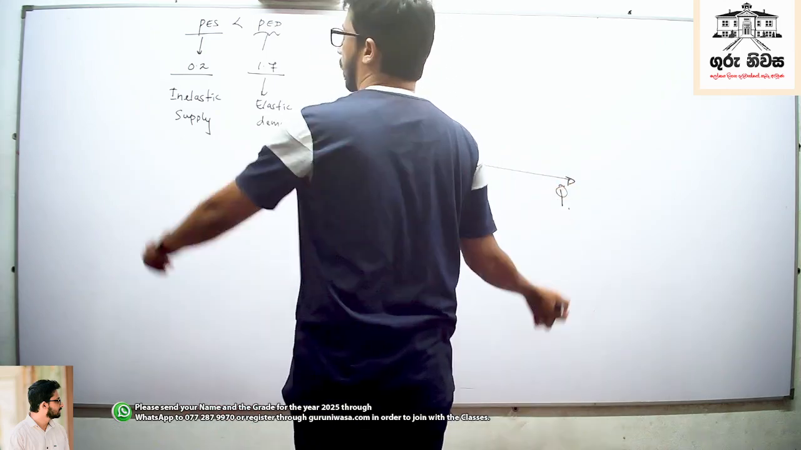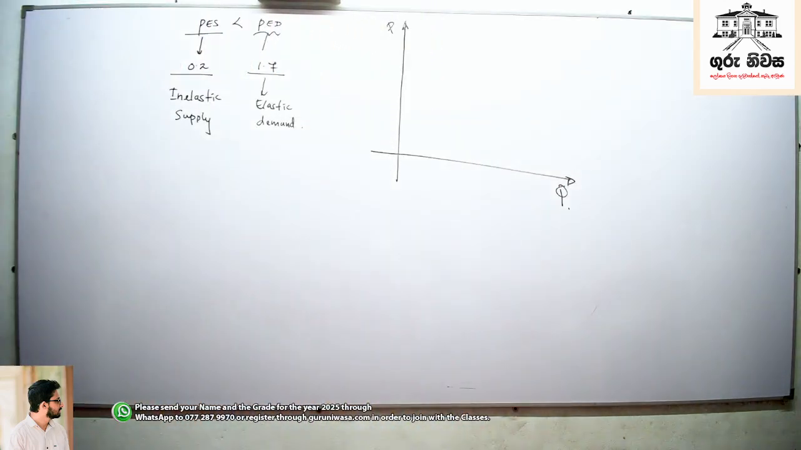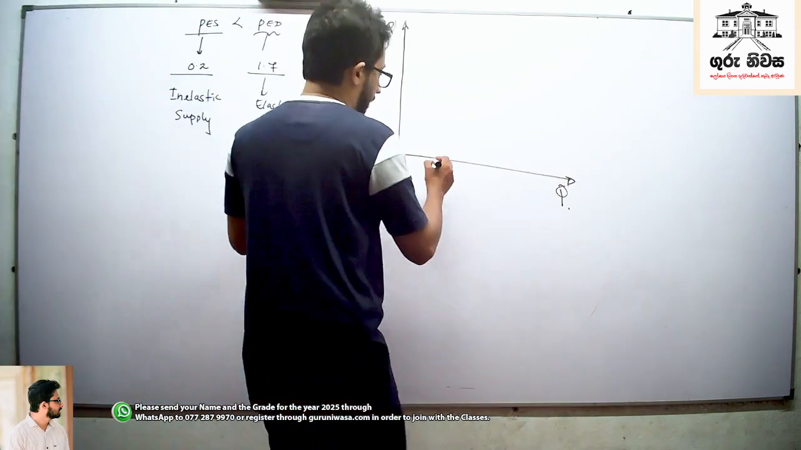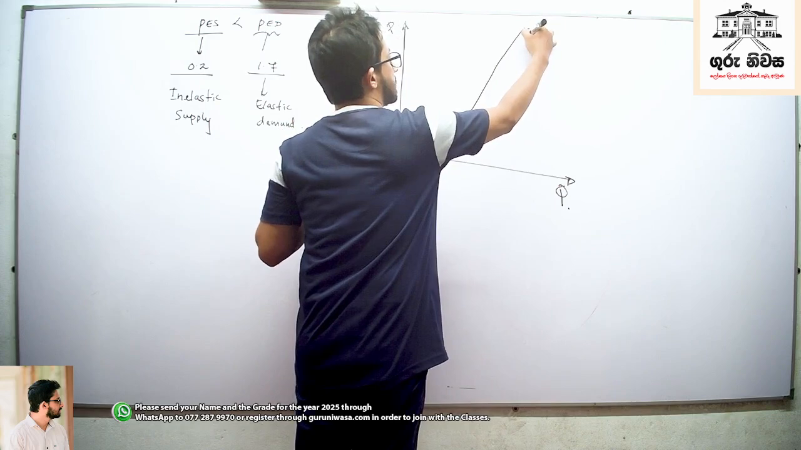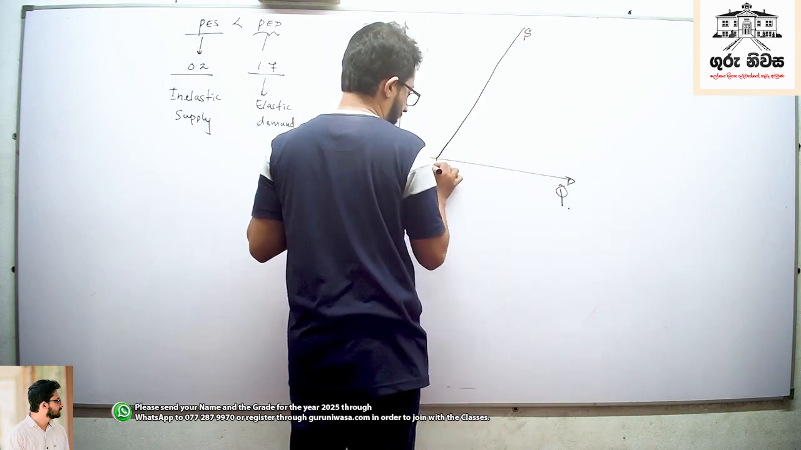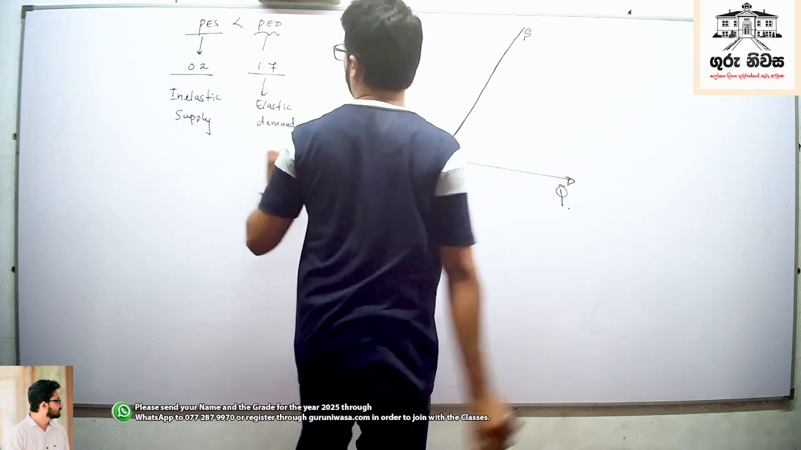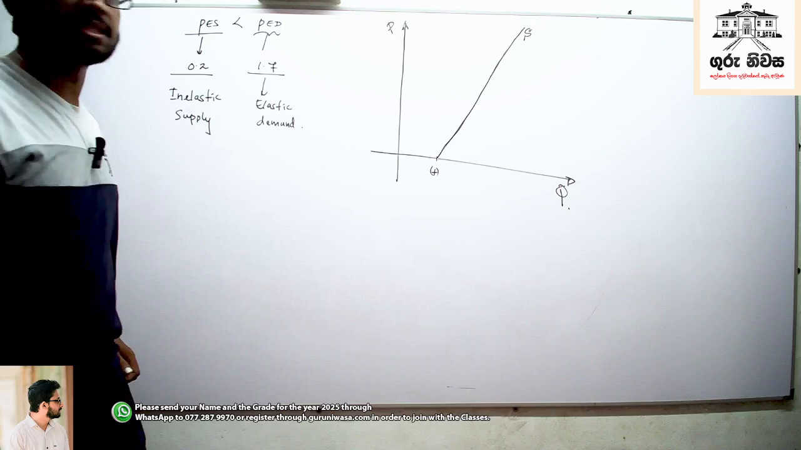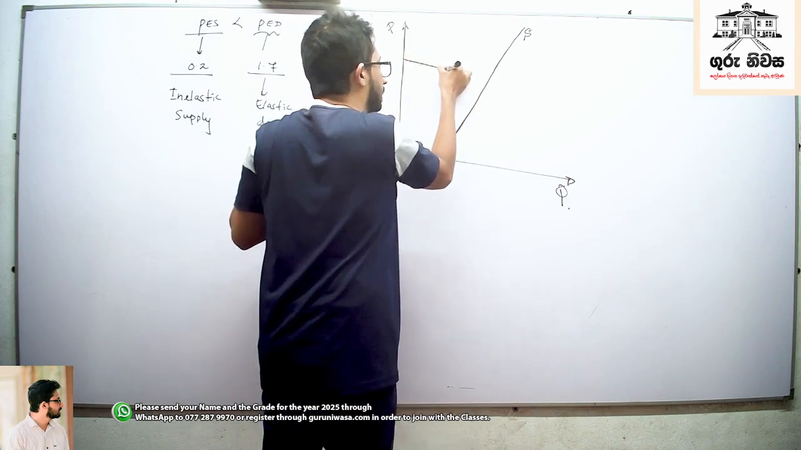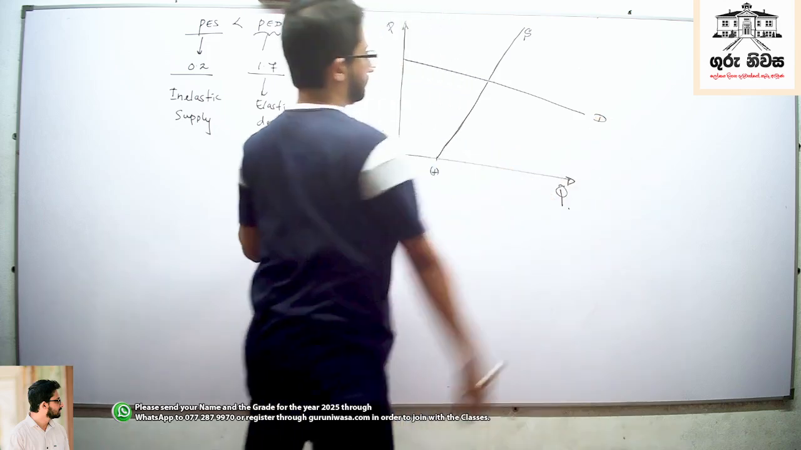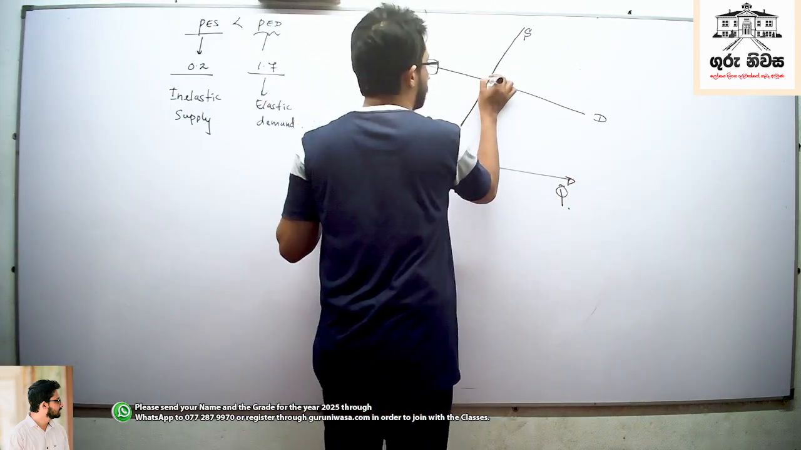Price, quantity. Inelastic supply: how is it going? The inelastic supply curve starts with a positive intercept like this. S, positive intercept. And the demand curve is 1.7, elastic. Elastic demand curve goes like this. Elastic means like this. Okay, now you can draw the original equilibrium.